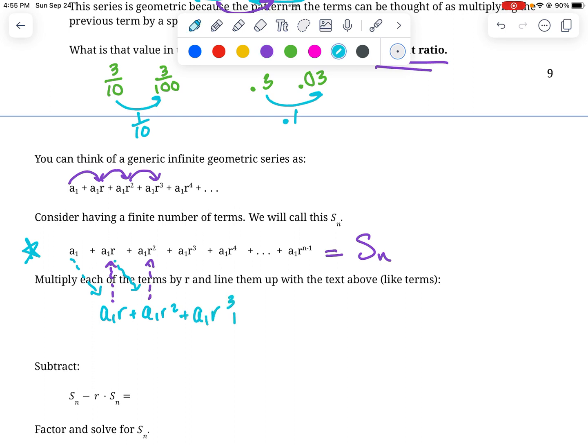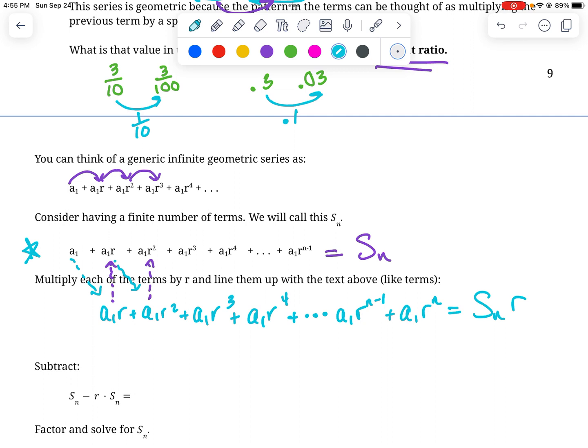I am just multiplying each term in the previous row by another r, which means that this term would be a sub 1 r to the n minus 1, and I'd have an a sub 1 times r to the n. And then on this side, I'd have s sub n times r, okay? Because I multiplied the entire equation with the blue star. I multiplied every single term by an r, okay?